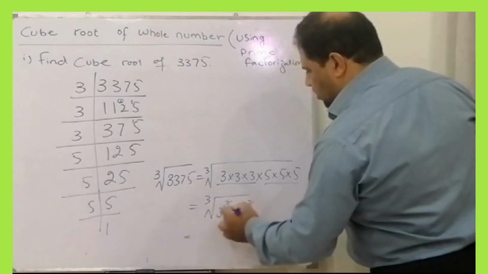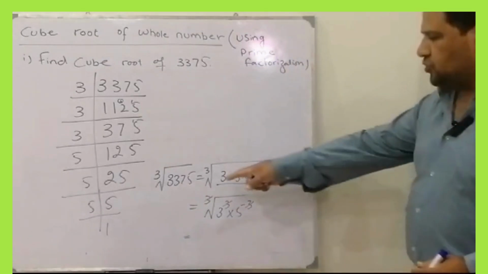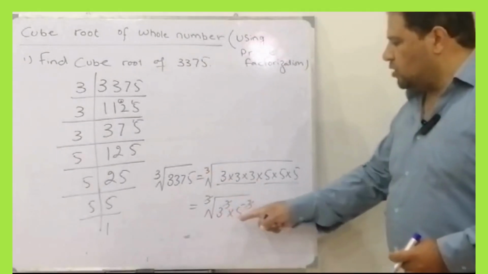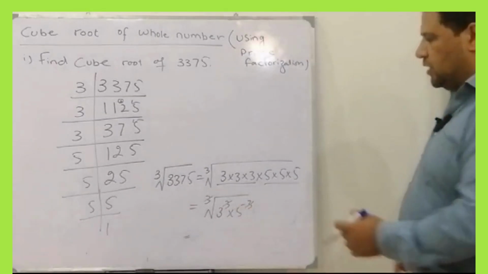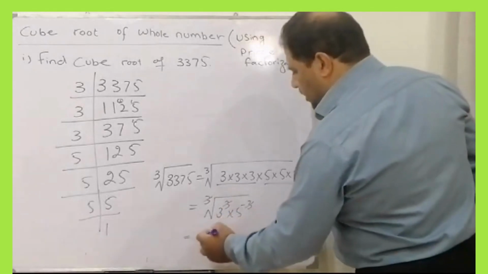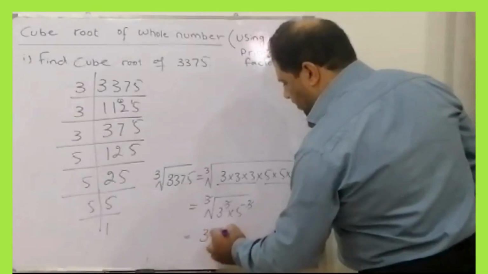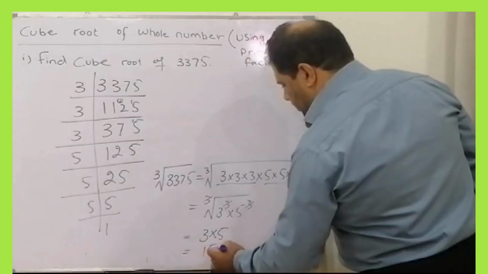Now we will cancel, because the cube root sign is on both the values, 3 cube and 5 cube as well. This cube root will cancel the cube, and we will be left with 3 multiplied by 5, and 15 is the final answer.